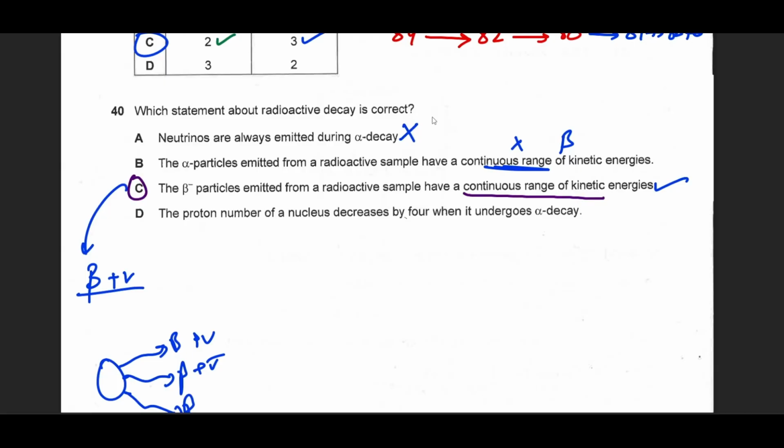The proton number of the nucleus decreases by 4? No, the proton number is Z in AZX. This is the proton number. This decreases by 2 because alpha is 4, 2. It causes a reduction of 2. So this is also a false statement. Only C is the correct answer in this situation.